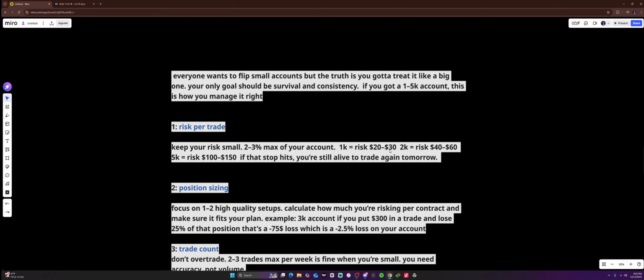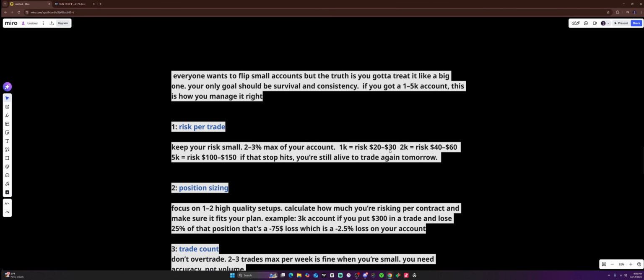If you're risking 40 to 60 bucks on a $2,000 account, that's great. Now you got what? 1,900 and whatever. So it's very important to understand risk parameters are everything and risk management is everything. And you have to have low risk in order to actually stay profitable. Survival is the key. I promise you that.